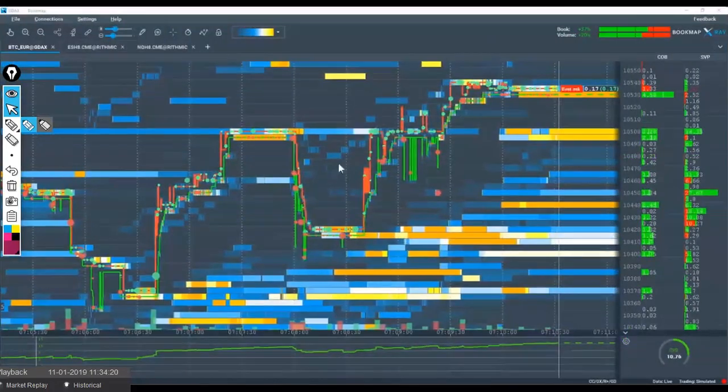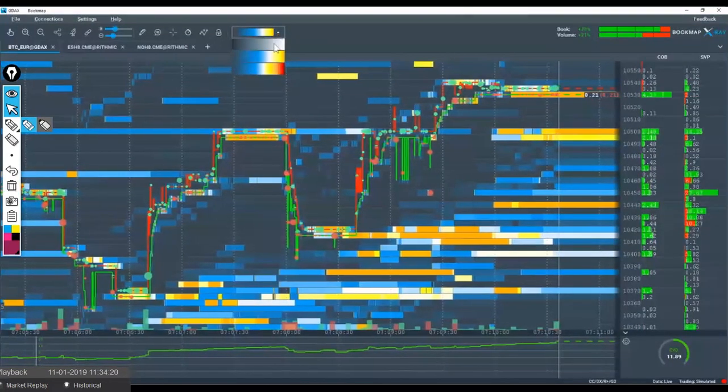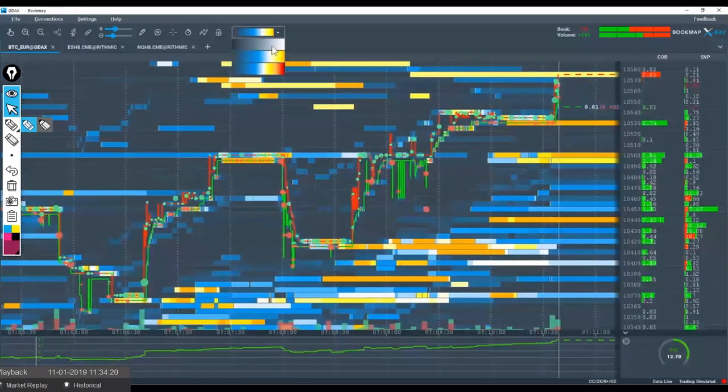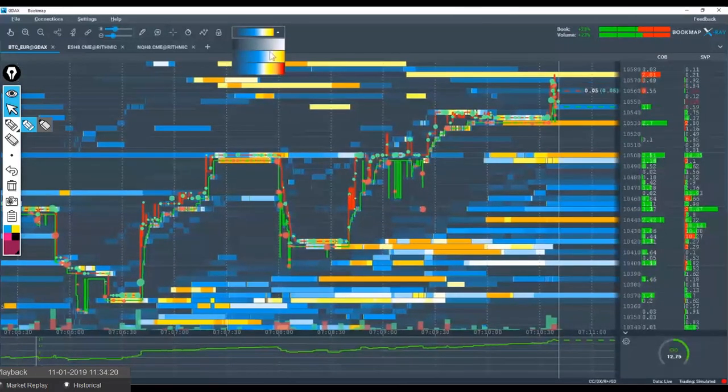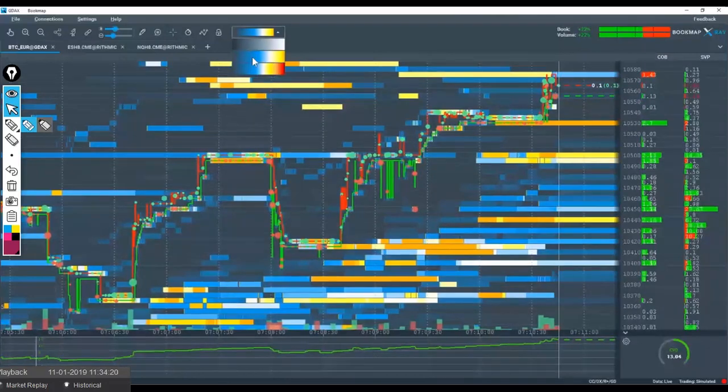You'll see the options available from the main toolbar here. Click on the drop-down and choose the option you prefer. You can choose the older grayscale heat map if you like, or one of the new colored options. Let's select the middle option here.